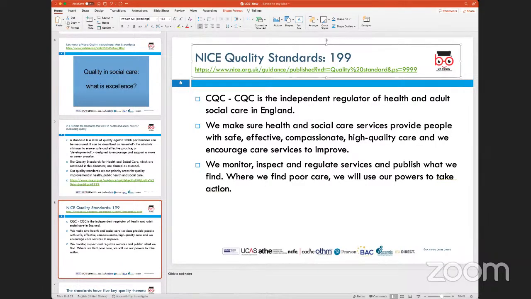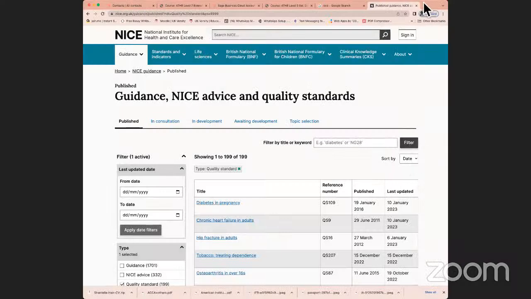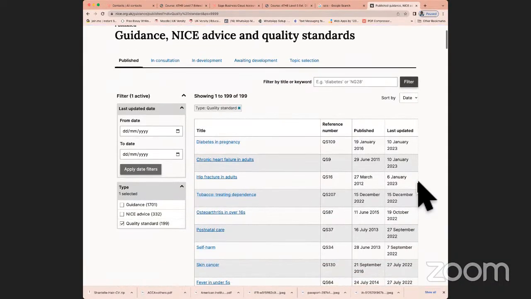So if I just quickly share the screen and take you over to the website, because I want to show you, obviously this particular link is available in the references as well. And you should be able to go across and look at some of these standards for detailed study. Now, as you can see on the type, I've chosen quality standards. There are some advisory documents, and there are some guidance documents. But obviously, we are looking at discussing in criteria 2.1 the standards which exist in the health and social care sector.